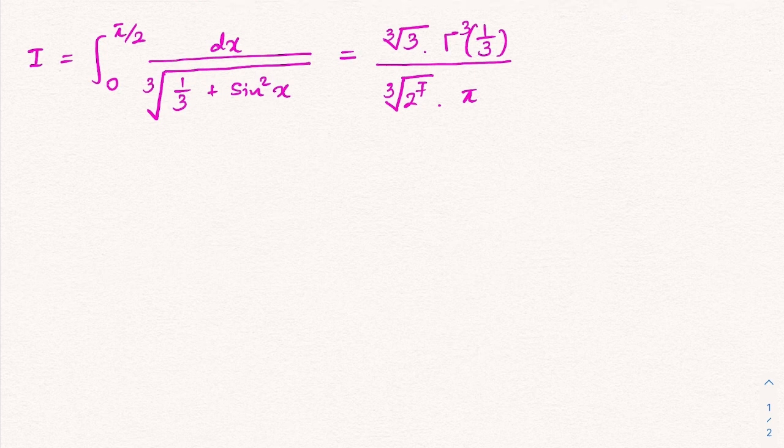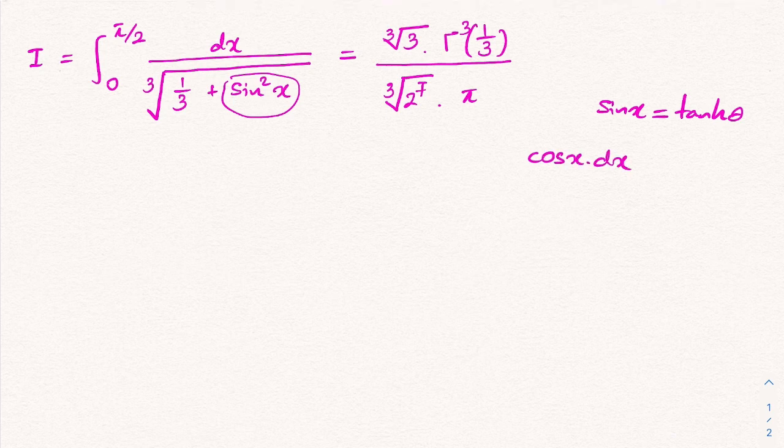Well, how to begin? First, I'm going to take a substitution. Here we have sine squared of x, so I'm going to take sine of x equal to hyperbolic tangent of theta. Then when we differentiate, we have cosine of x dx equal to, we know the derivative of hyperbolic tan is hyperbolic secant squared of theta d theta.